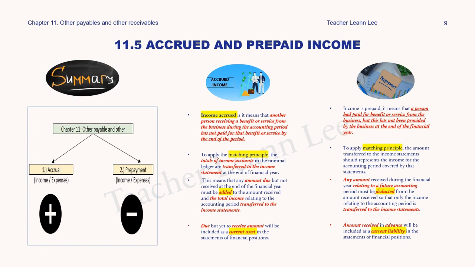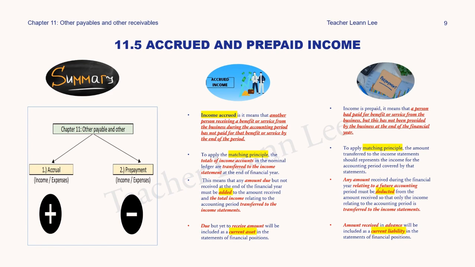Okay, come to the explanation. Income accrual means another person receiving a benefit or service from the business during the accounting period has not paid for the benefit or service by the end of the accounting period. So this is very important. That's why I highlight it in red. Usually they will ask this in IGCSE as a short theory question.